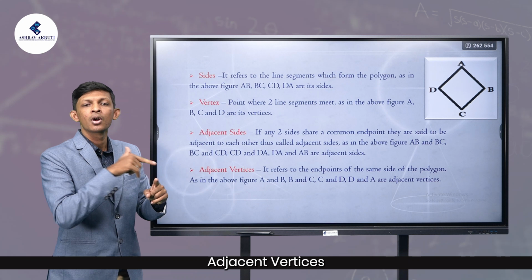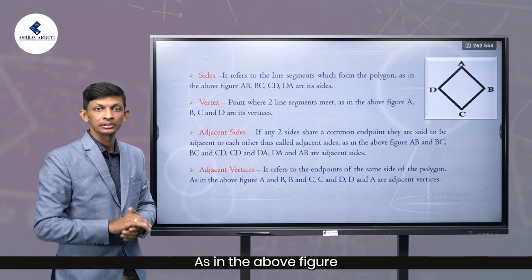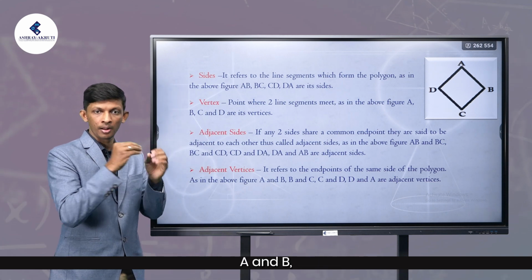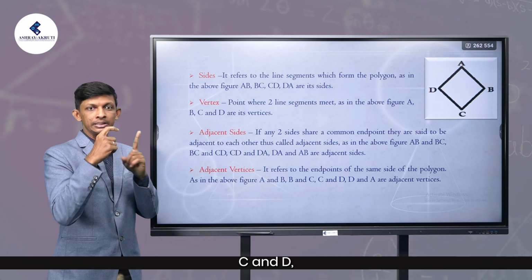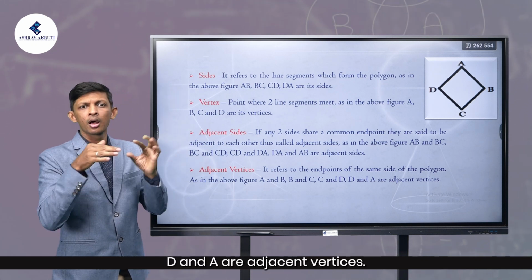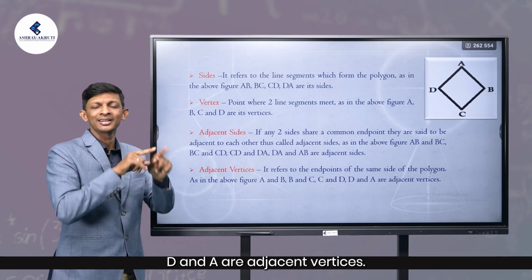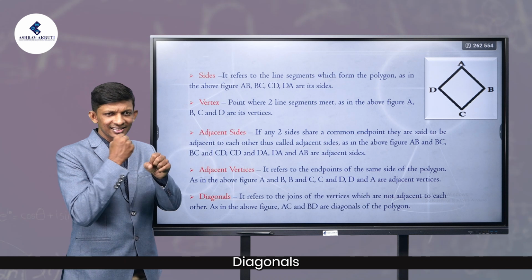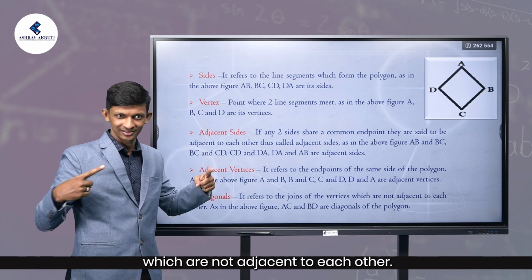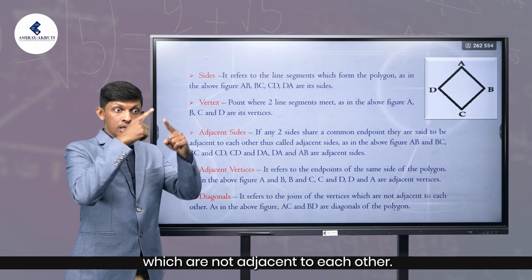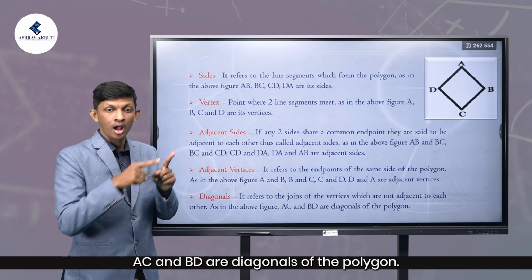Adjacent vertices. It refers to the endpoints of the same side of the polygon. As in the above figure, A and B, B and C, C and D, D and A are adjacent vertices. Diagonals. It refers to the joints of the vertices which are not adjacent to each other. As in the above figure, AC and BD are diagonals of the polygon.